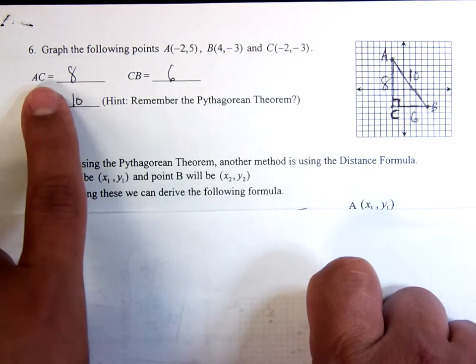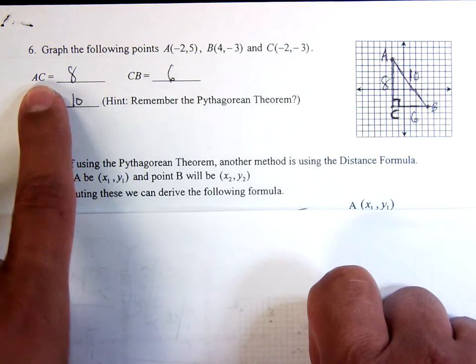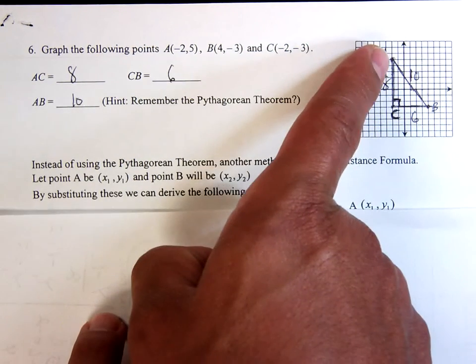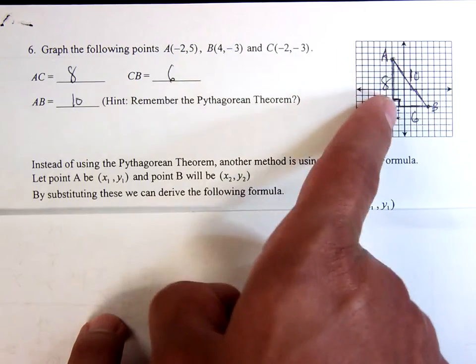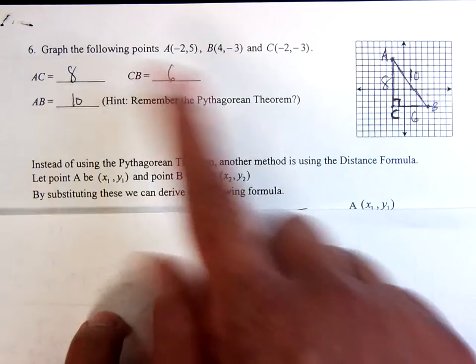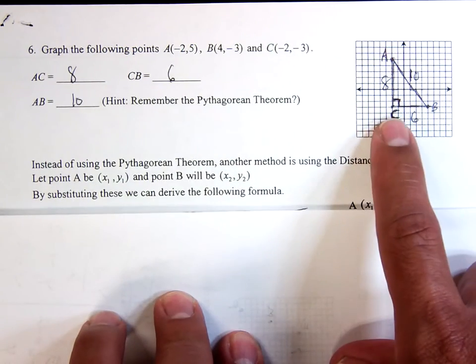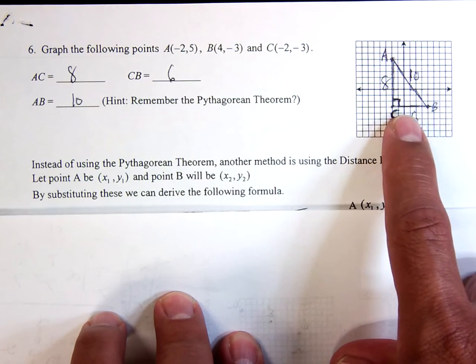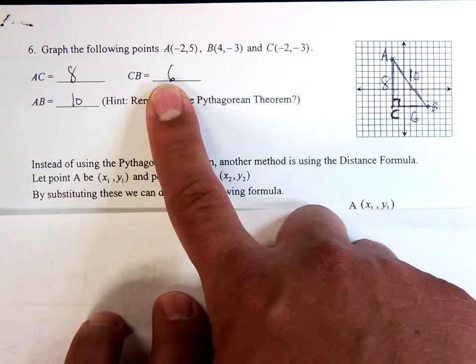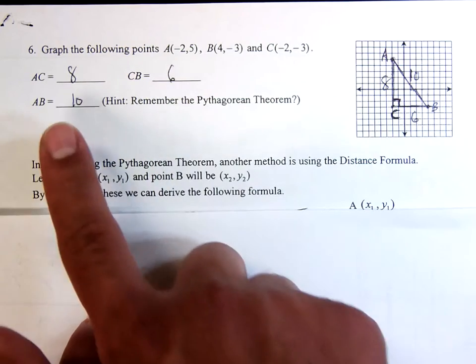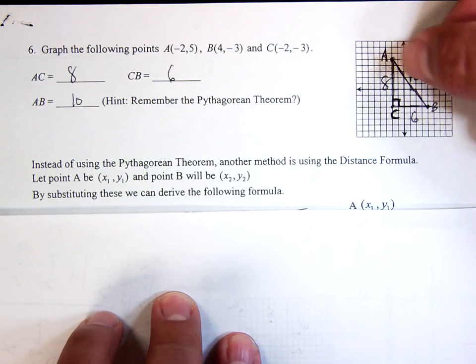And then it asked me for AC, which is how far it is from A to C. Well, if I just count, I start walking along this line. If I start at A and end at C, it's 8 units. CB: if I start at C and walk along until I get to B, it's 6 units. The more difficult one is AB. How far is it from A to B?